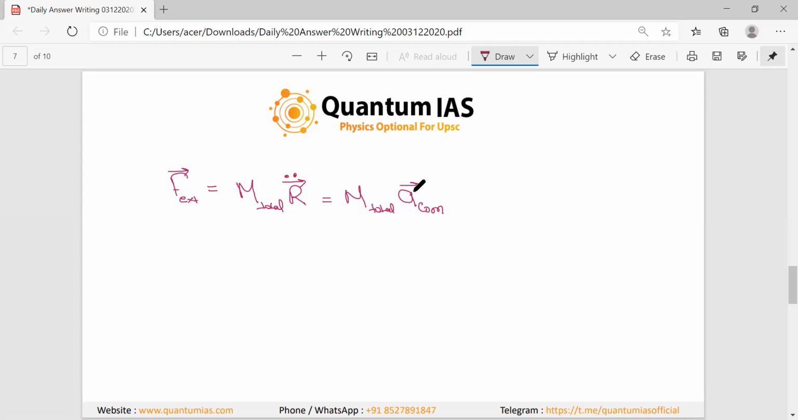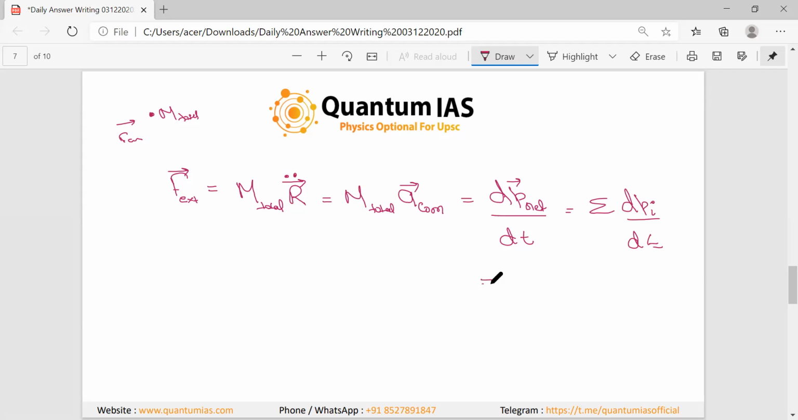What I'm trying to tell you is, let's assume this force is applied on a single particle. If the total mass is m total and this is the F external, it will produce what? The acceleration of center of mass, and it equals what we have written: dP net, that is, the summation of dp_i upon dt.